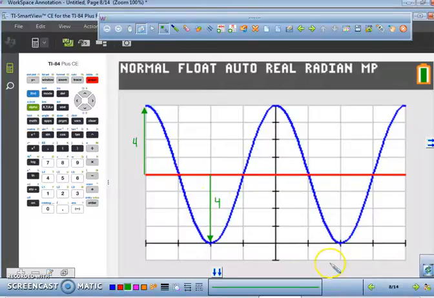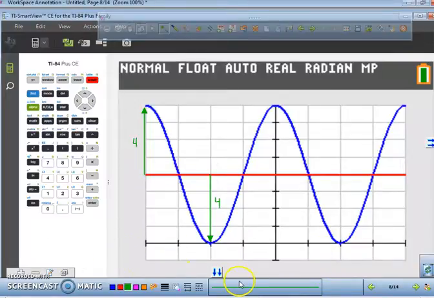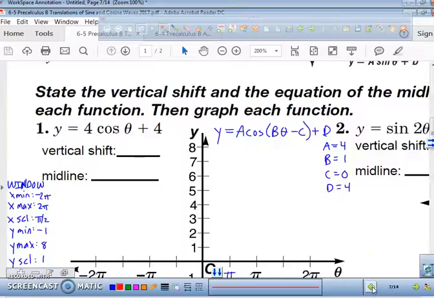All right? So your amplitude is 4. This is our graph. But what line did I say the midline was? I said the midline was y equals 4. Okay? So on your paper, I'm going to go back right here for your paper. Vertical shift. What was the vertical shift? The vertical shift was 4 units. And I said the midline was y equals 4.